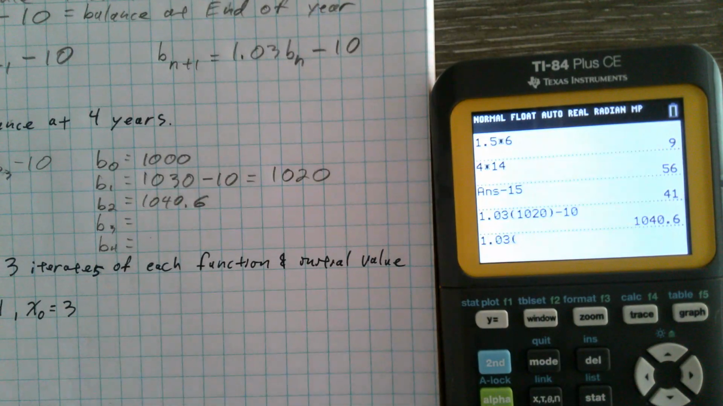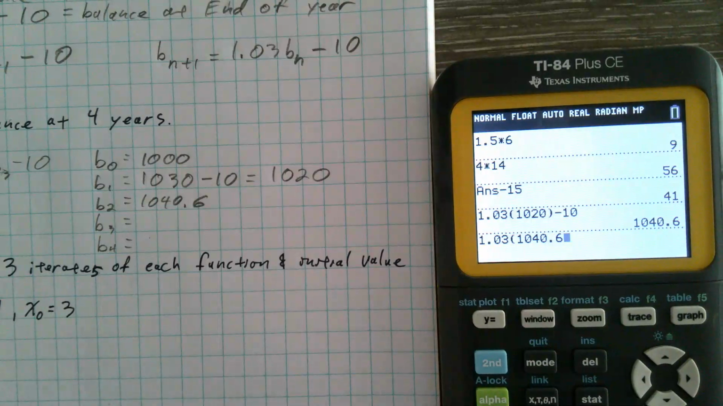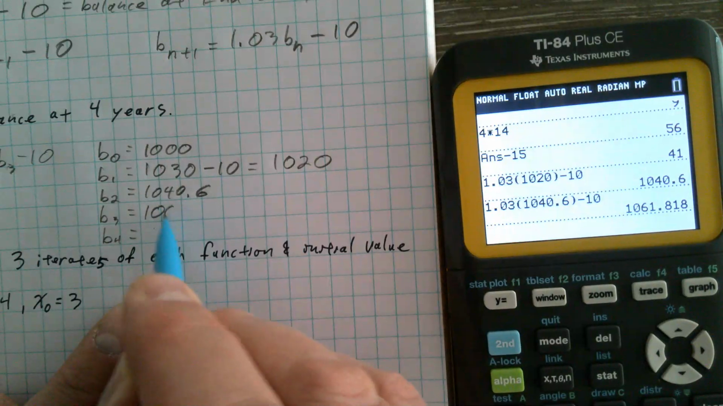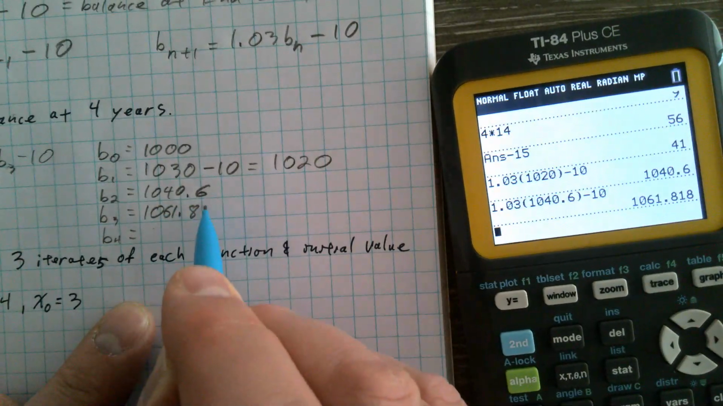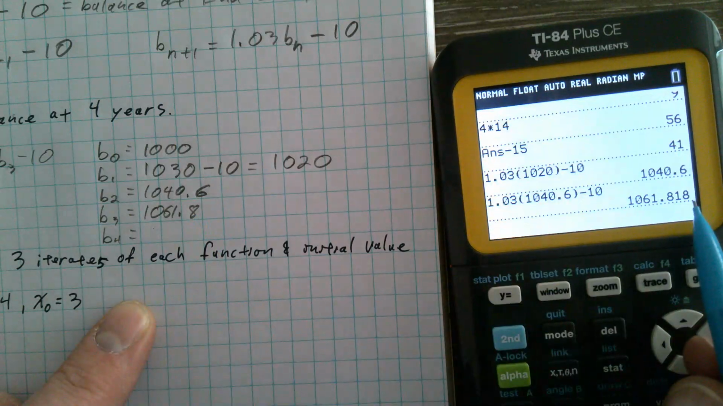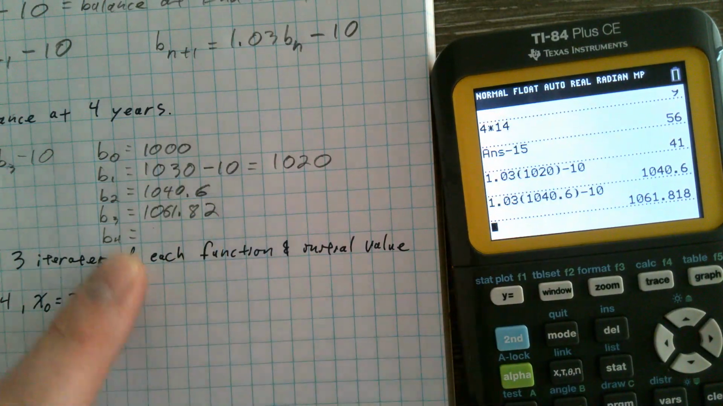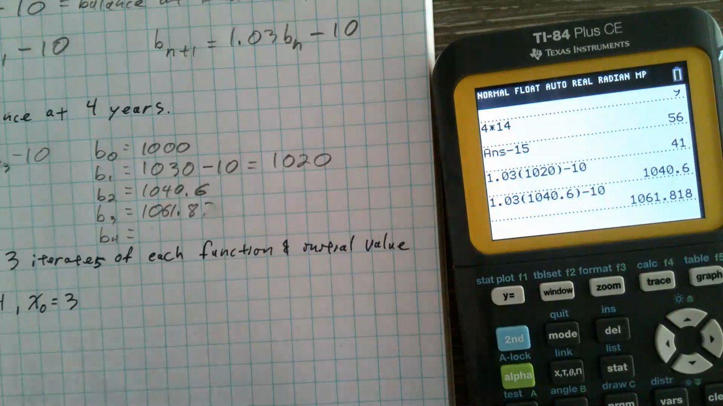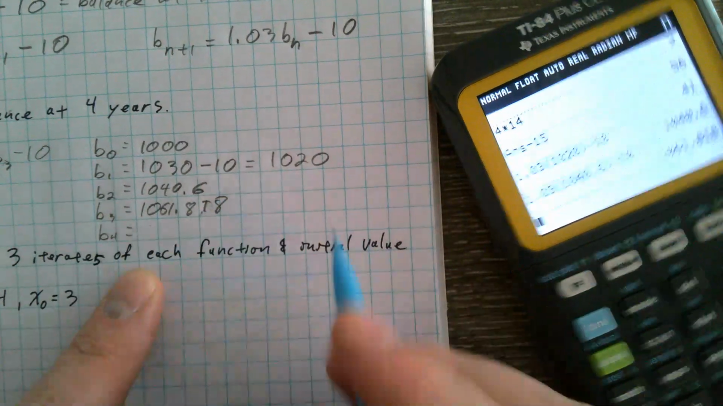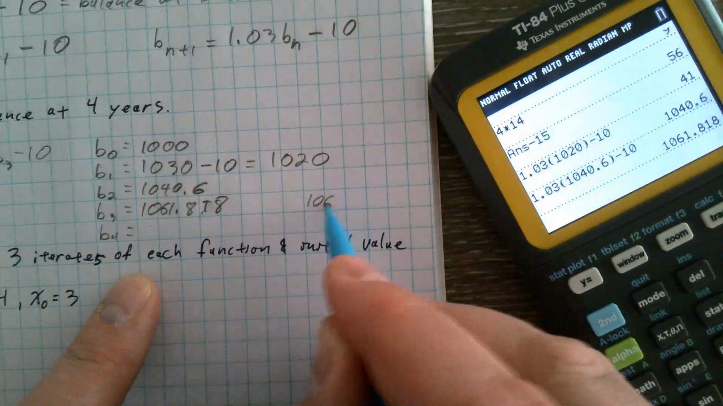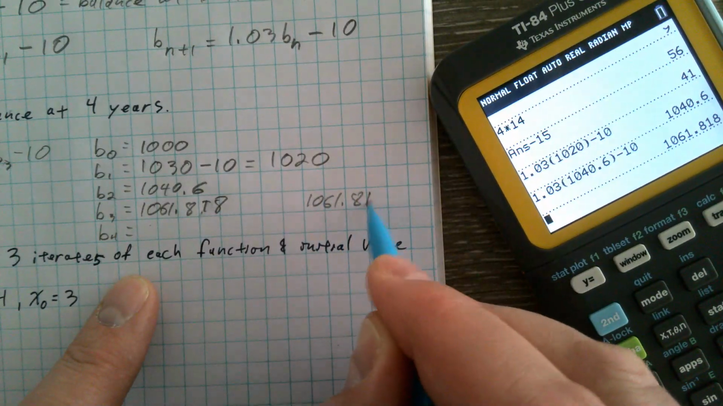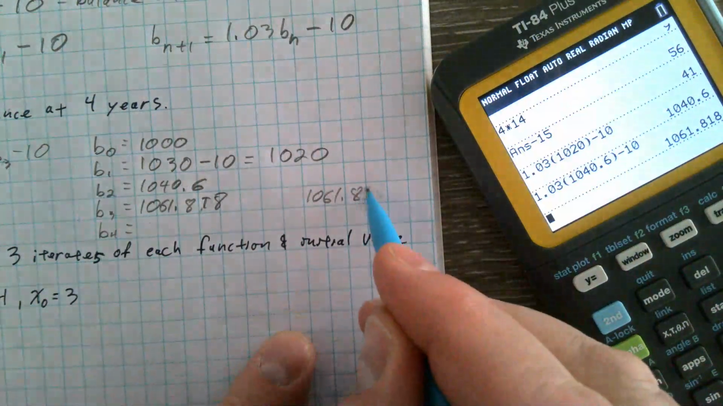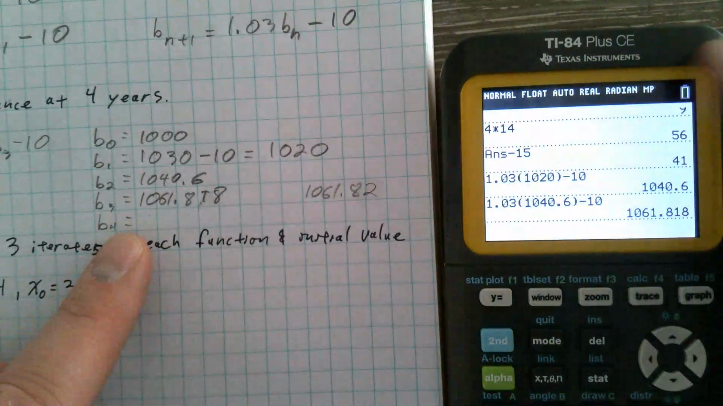1.03 times 1040.6, close parentheses, minus 10. We get 1061.8. Because it's money, I'm going to round right there. Well, no, you know what? I'm going to keep it as is. But then I'm also going to do a second one over here where I do round, and I'm going to see if it changes the final answer that we get. Okay, I'm just going to do both.